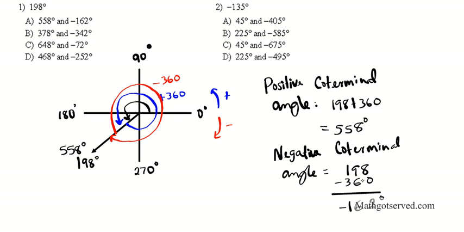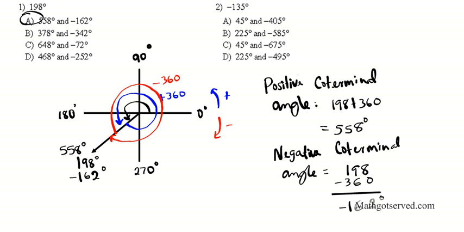If you're subtracting, you just put this under and then subtract it. I did it backwards, so that's why you get negative 162. All right, so your negative coterminal angle is going to be negative 162 degrees. Okay, so the answer for option 1 is letter A. Okay, all right, let's go ahead and try number 2.